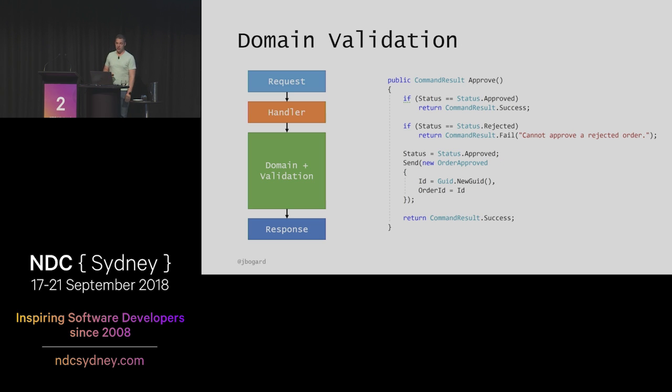The domain validation is where I can start leaning on those result objects. So in this one, for example, I'm trying to approve an invoice, and it will look to see what the status is. And if the status isn't a good status, it will just return back a failure reason saying, I can't do this, and this is why.